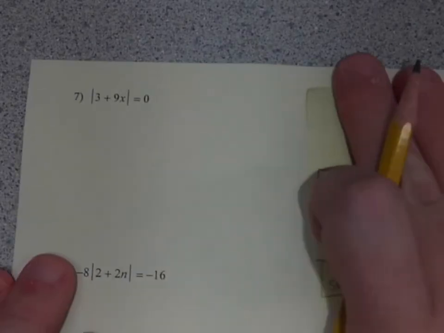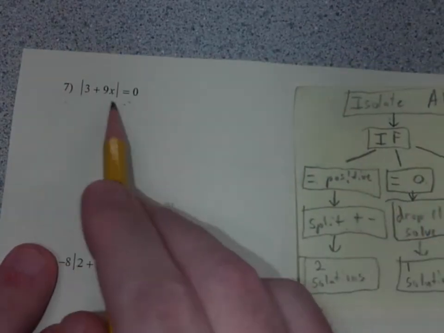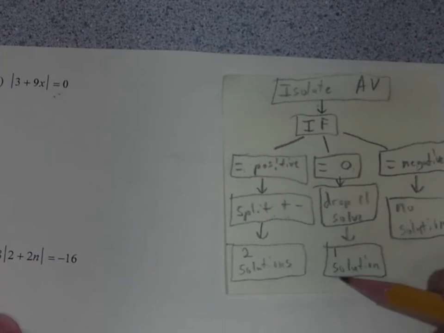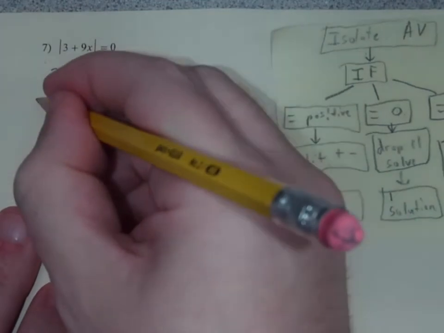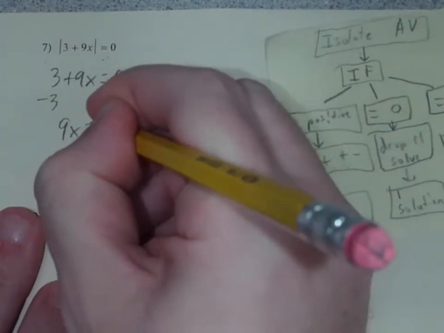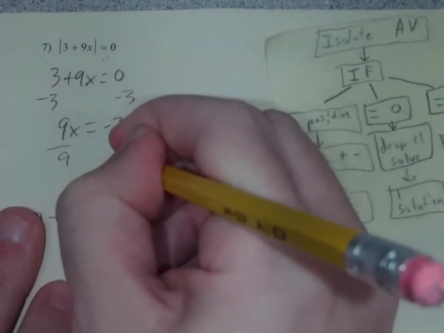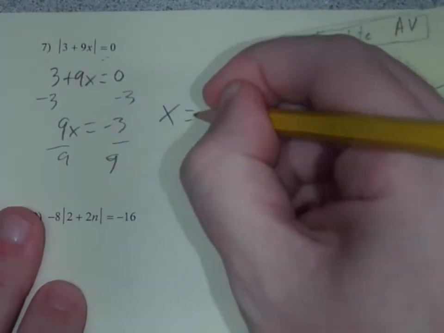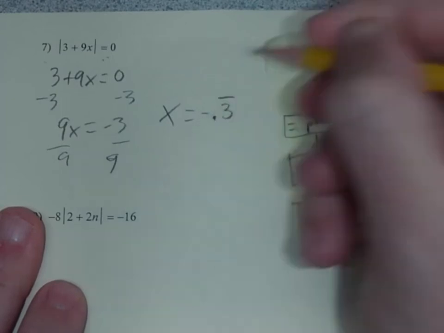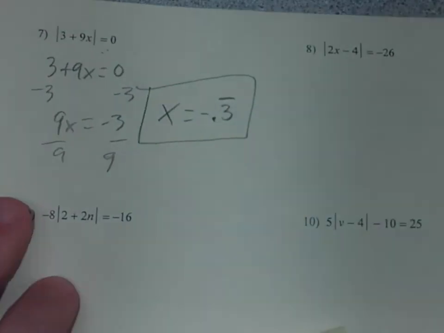Okay, then on the back here, this one, number 7 is equal to 0, so it's already by itself, there's nothing outside of it. So 0, there's just one solution, you just drop the absolute value signs and solve it as is. So you would minus 3, which gives you 9x is equal to negative 3, and then divide by 9, and it's going to be negative 1/3 or negative 0.3 repeating. Okay? So just a single answer there.